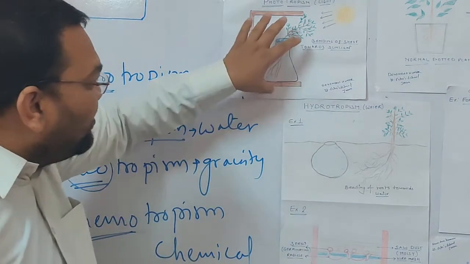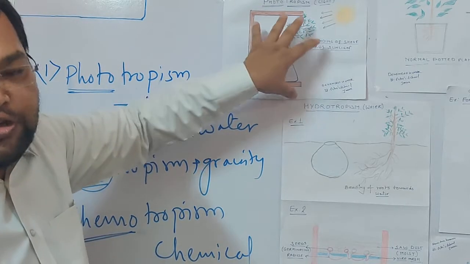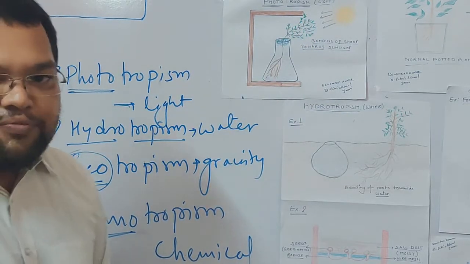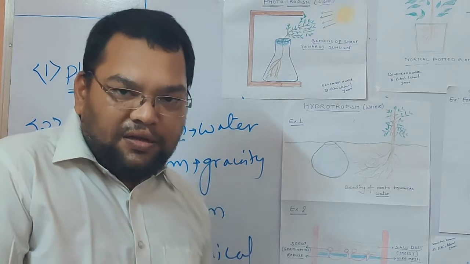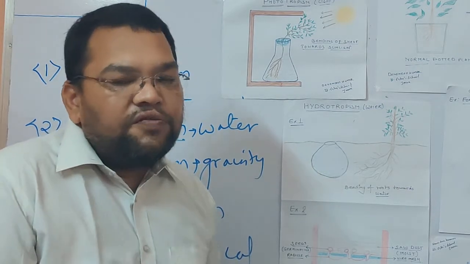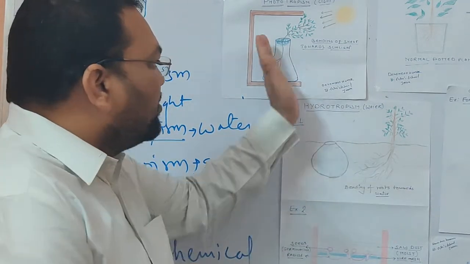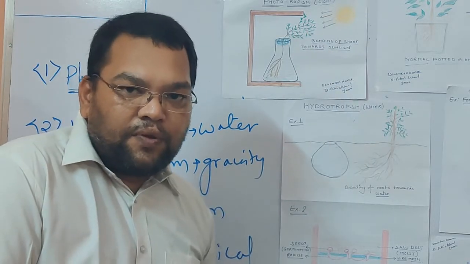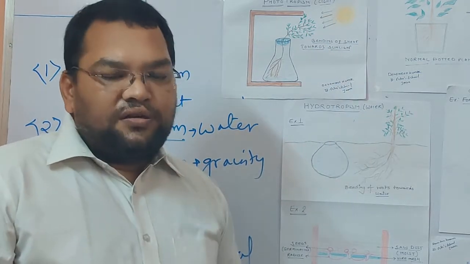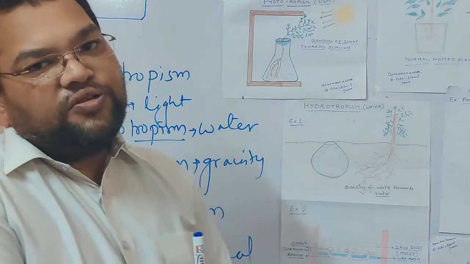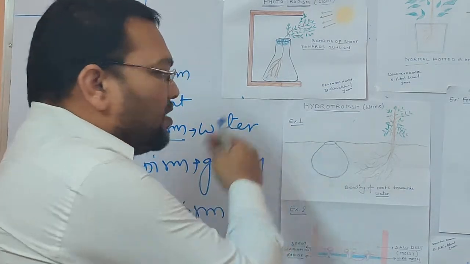So this phenomenon is known as phototropism. That means the bending of the plant part towards the light. So if the question is asked to you, what is phototropism, you have to explain this diagram.